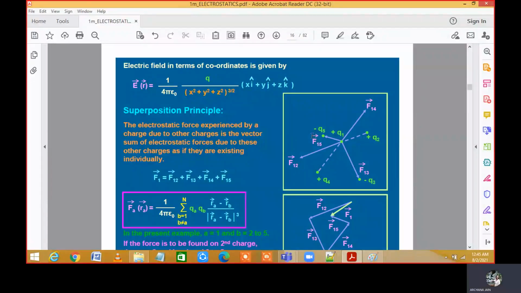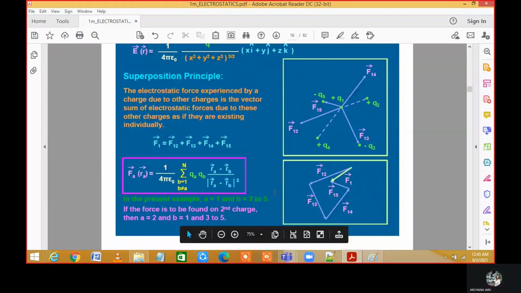Because Q3 and Q5 are negatively charged, the force between Q1 and minus Q3 is F13, which is the force of attraction. And force between Q1 and minus Q5 is also force of attraction because one is positively charged and other is negatively charged. Now we have to calculate the resultant, and the value of the resultant force is F1 is equal to F12 plus F13 plus F14 plus F15.